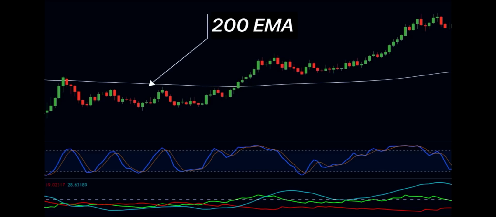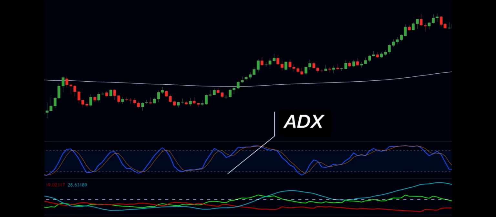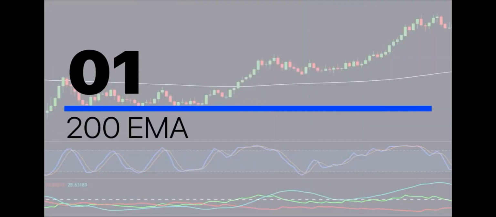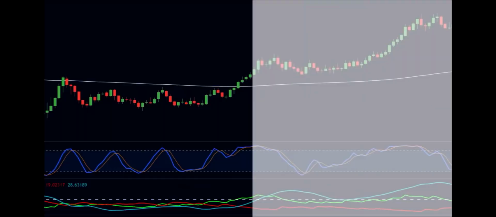Number 1. The 200 period moving average. Number 2. The ADX indicator. And number 3. The stochastic indicator. So now, let's understand how we will use each of these indicators. First, let's talk about the 200 period moving average.